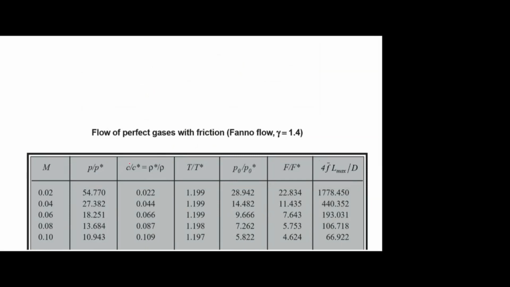Okay. And this is the table. So if you know Mach number, for example if you know M1, you can find P1 by P star, rho 1 by rho star, T1 by T star, P01 by P0 star, and T0 is constant, so that term will not be there. And 4 f L max by D. Okay, so instead of L max, we will use L star. I will explain. And this is the impulse function. It will be used in propulsion, not in our aerodynamics. Okay, this table we are going to use.